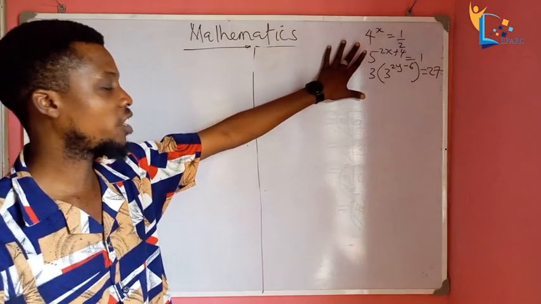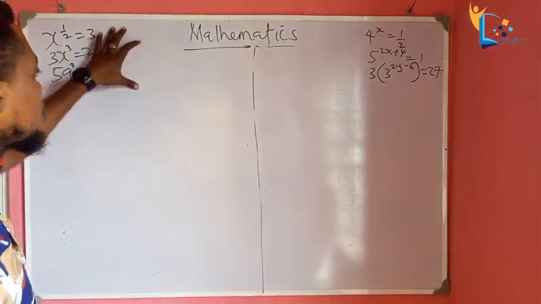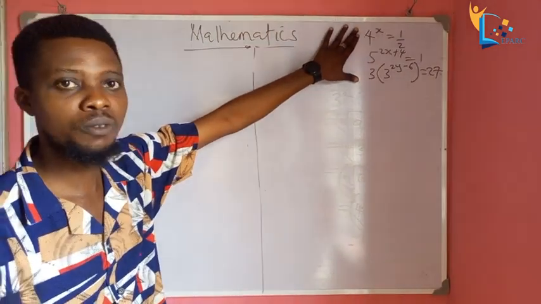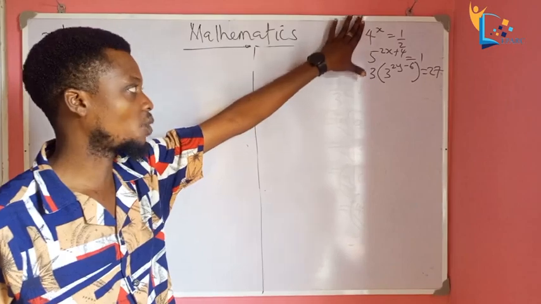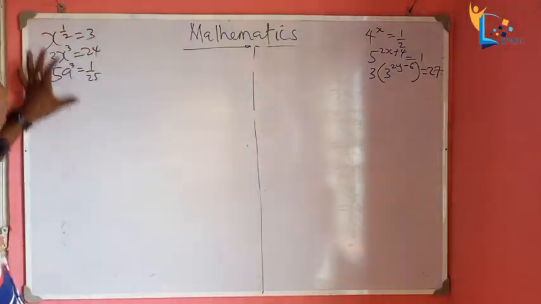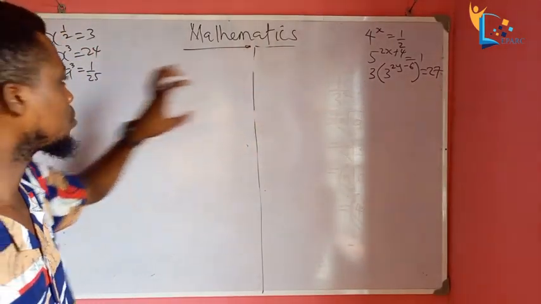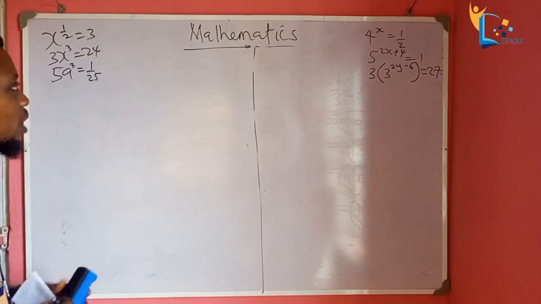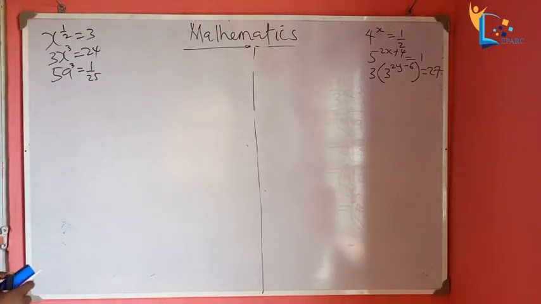These are exponential equations. Now the difference between these two sets of equations is this: the powers in these equations are unknown, while the powers here are known. So let's solve them one after the other.